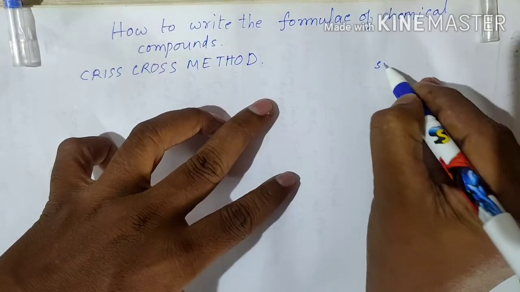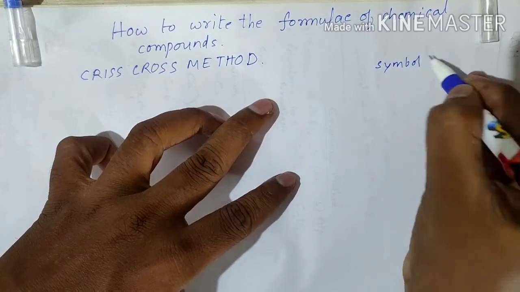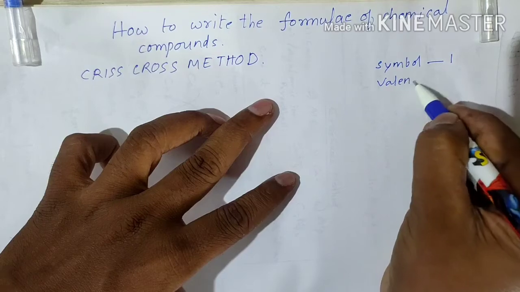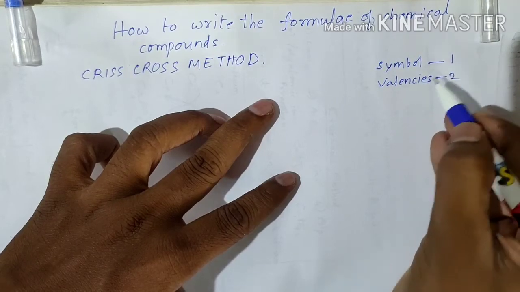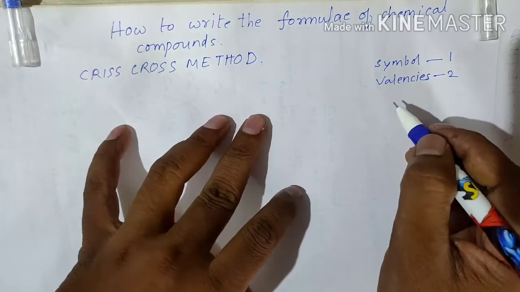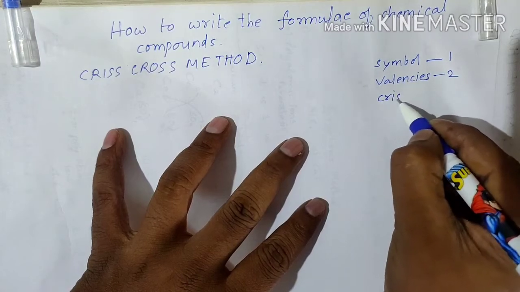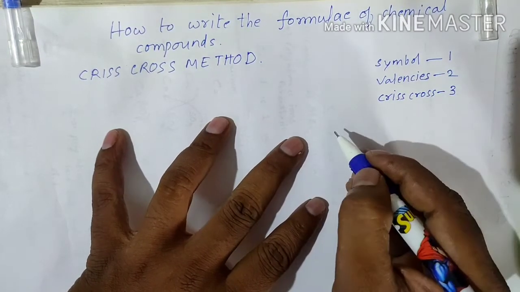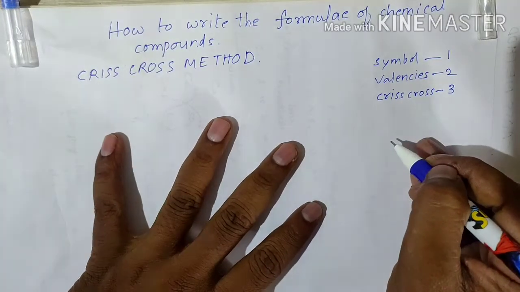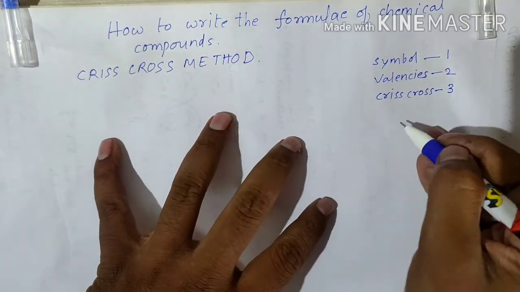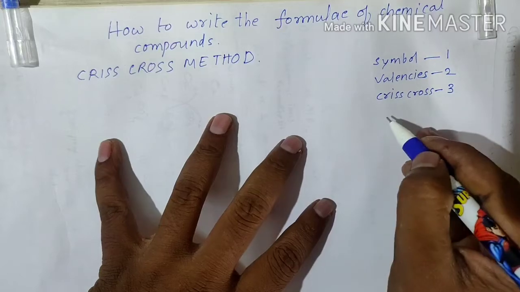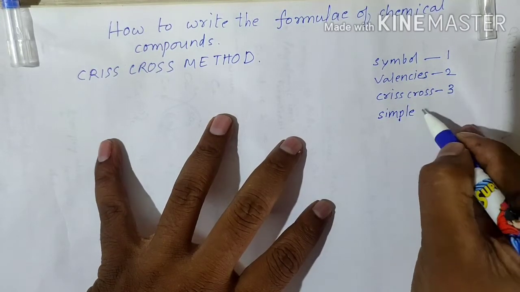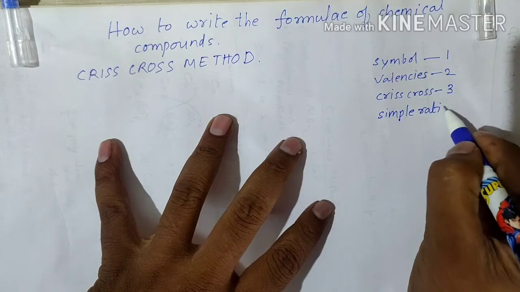In the first step we have to write the symbols. In the second step we have to write the valencies. In the third step we have to crisscross the valencies. That means we have to interchange the valencies. In the fourth step we have to reduce the valencies to their simple ratio.